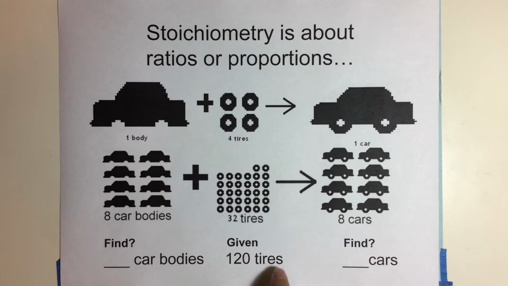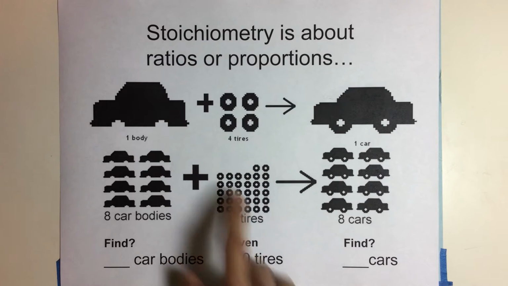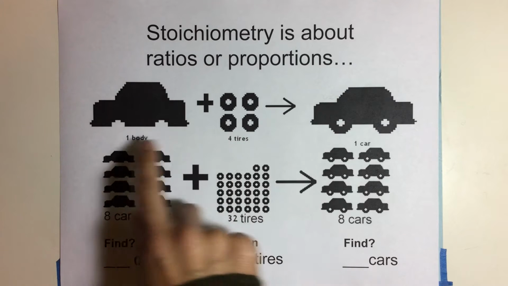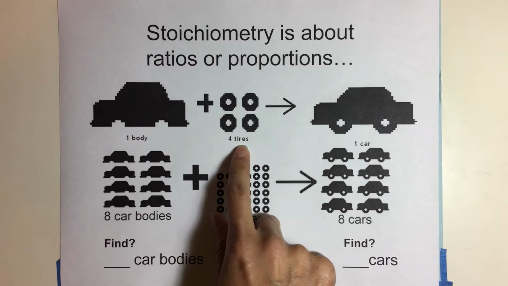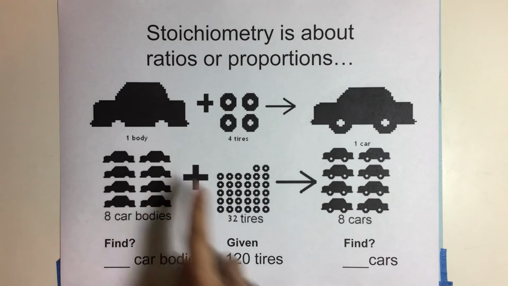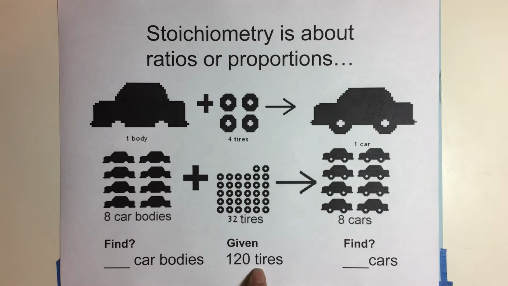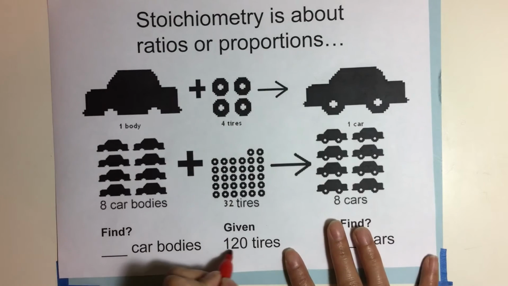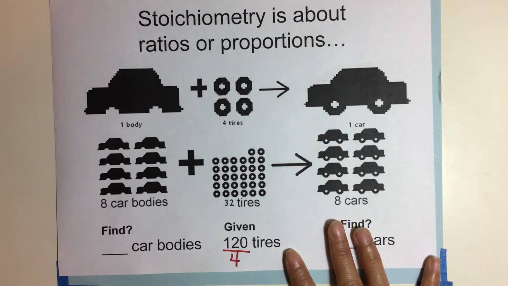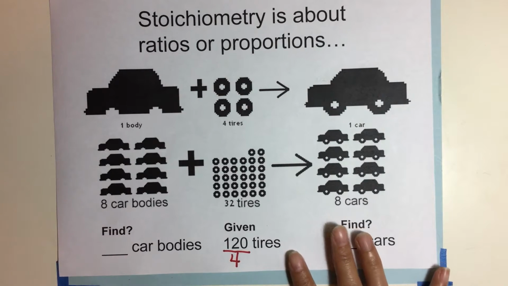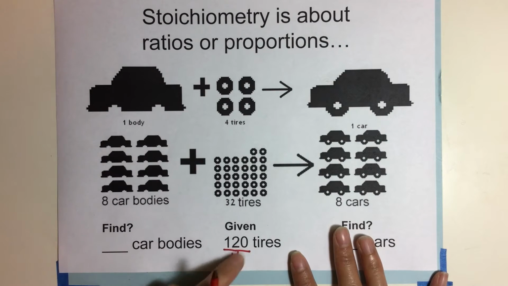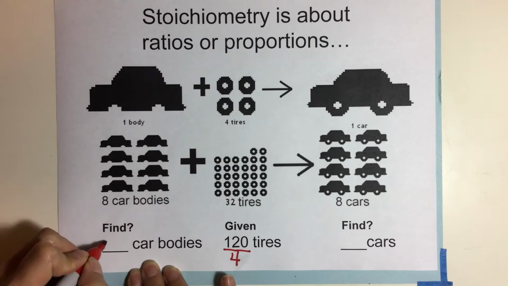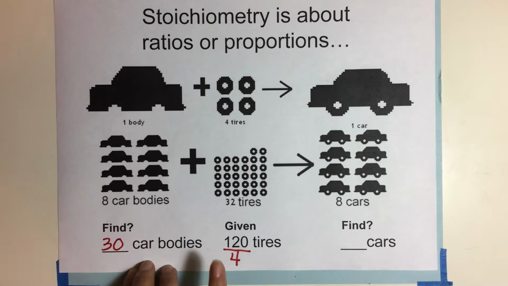So the question is, how many car bodies would you need for that? It's a 1 to 4 relationship, or 4 to 1. For every 4 tires, you would need 1 body. So if you have 120 tires, you would divide this by 4, and that will give you the number of car bodies. 120 divided by 4 will give you 30 car bodies that you would need in order to account for the 120 tires.